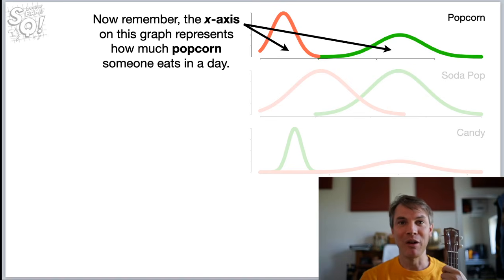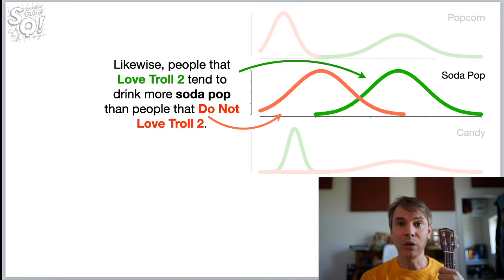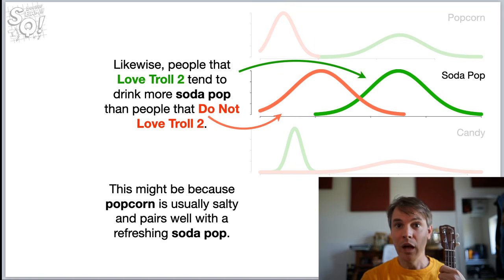Okay, now remember, the x-axis on this graph represents how much popcorn someone eats in a day. So we see that people that love Troll 2 tend to eat more popcorn than people that do not love Troll 2. And by the way, I love popcorn. I could eat that thing all day. Okay, likewise, people that love Troll 2 tend to drink more soda pop than people that do not love Troll 2. This might be because popcorn is usually salty and pairs well with refreshing soda pop.